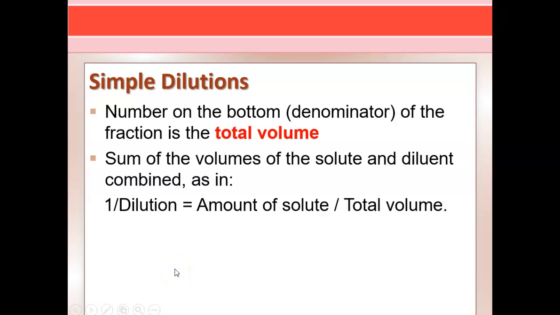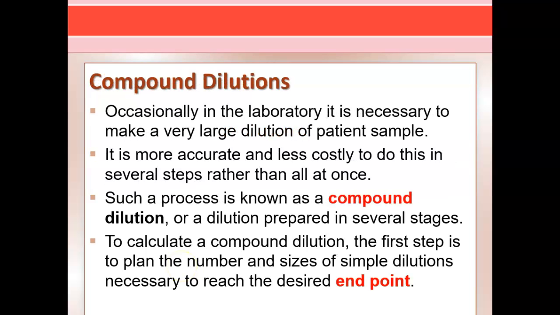The number on the bottom, or the denominator of the fraction, is the total volume. You need to write that down, keep it in mind, because that's where students make their mistakes if they're going to make mistakes. The sum of the volumes of the solute and diluent combined, as in 1 over the dilution equals the amount of solute over the total volume. Compound dilutions are just a dilution of a dilution. That's the definition of a compound dilution.